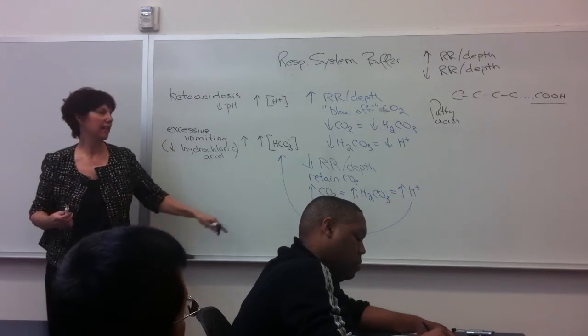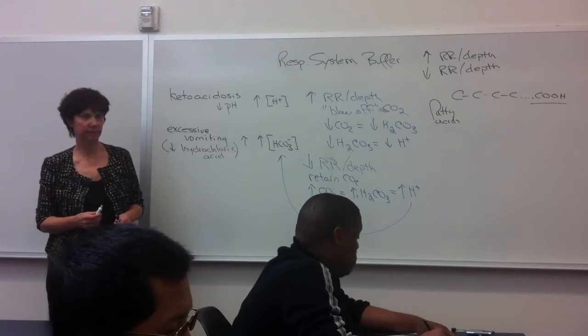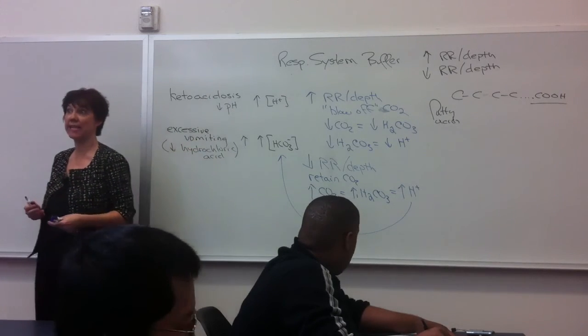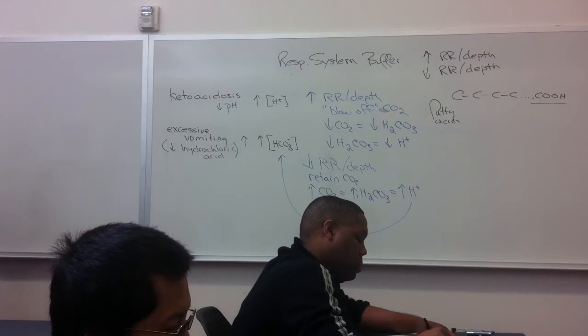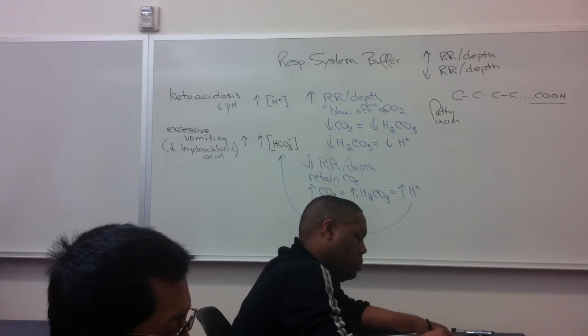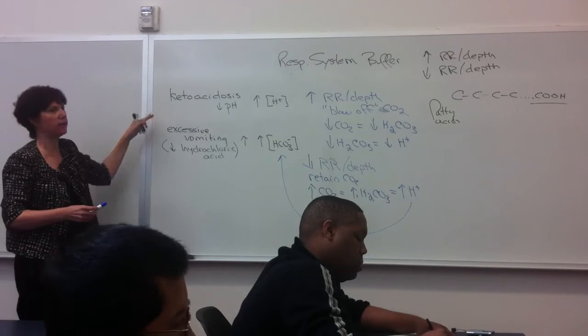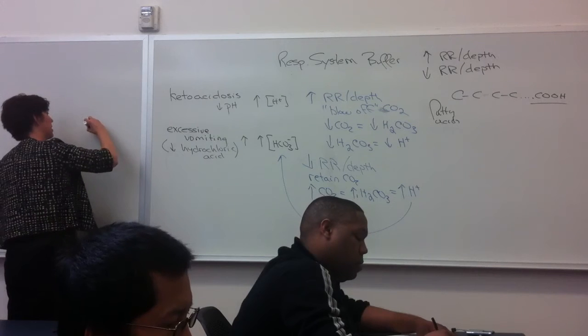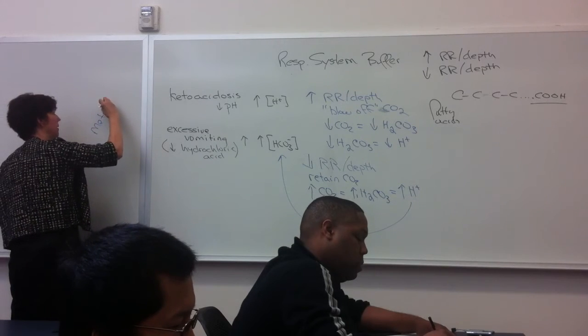Get them out of solution. So that's a respiratory change that helps to adjust pH. So that's how the respiratory system helps the body modify pH. Now, both of these causes of change in pH are considered to be metabolic changes, metabolic causes.